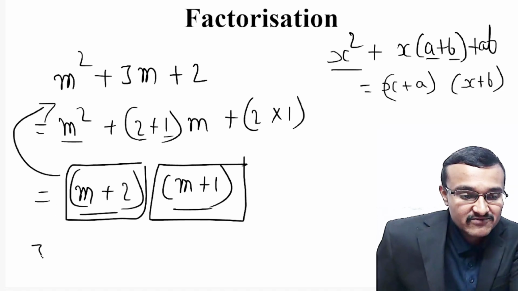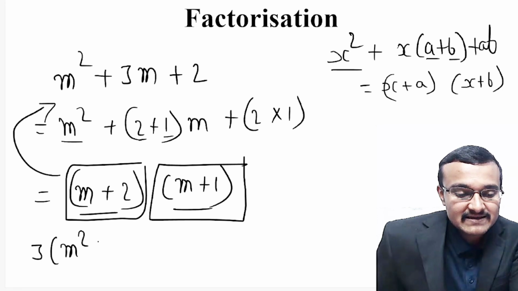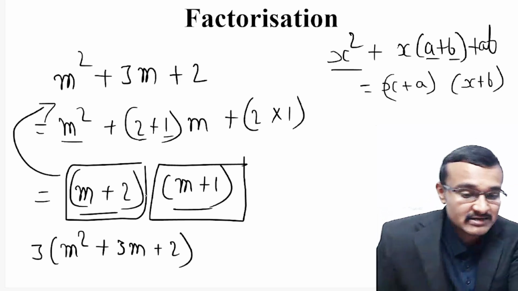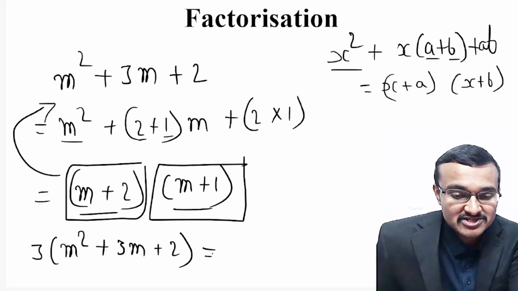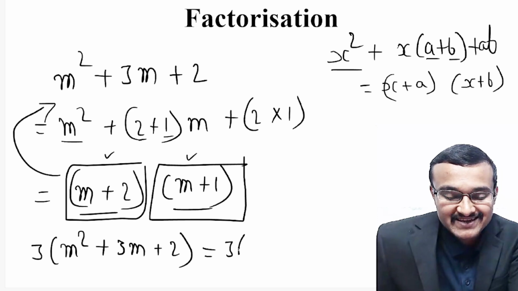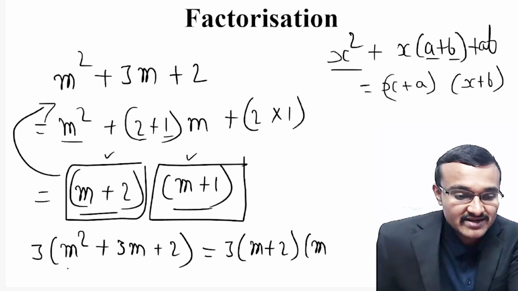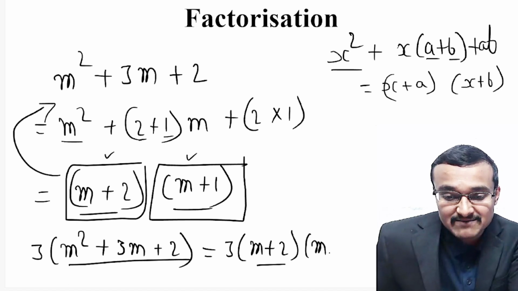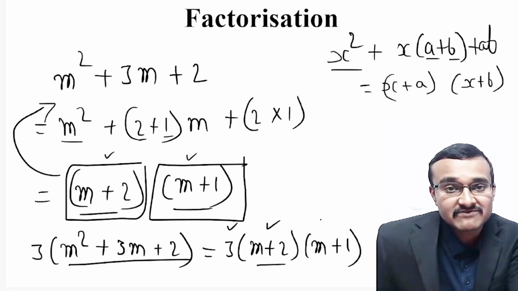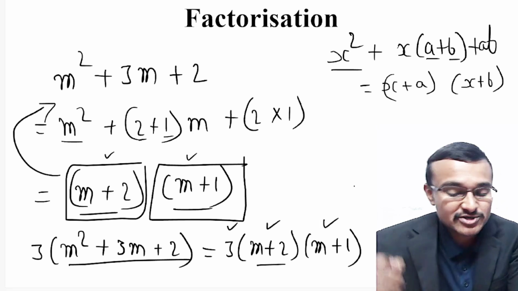But the total expression which we had was 3 into (m square + 3m + 2). This m square + 3m + 2 is inside the bracket and 3 is outside. Now m square + 3m + 2 we have written in the form (m + 2) into (m + 1). So 3 into (m + 2) into (m + 1). So 3 is one factor, m + 2 is one factor, m + 1 is one factor. So 3 into (m + 2) into (m + 1).